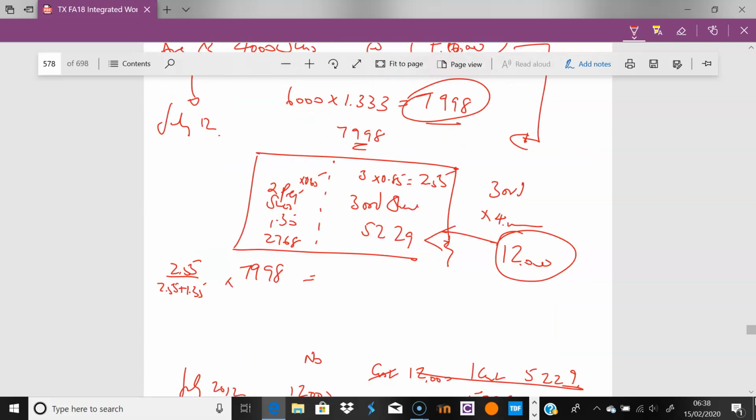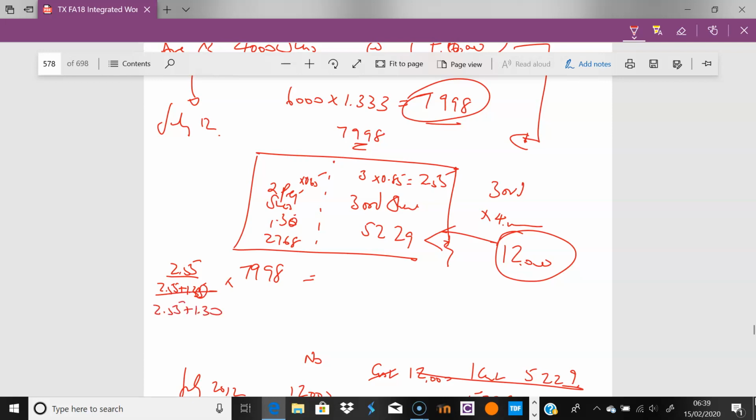Let me just do that calculation again. 3 times 0.85 is 2.55. 2.55 plus 1.3, sorry, that's where I've gone wrong. 2 times 0.65 is £1.30. I've just done it wrong. So this is 2.55.